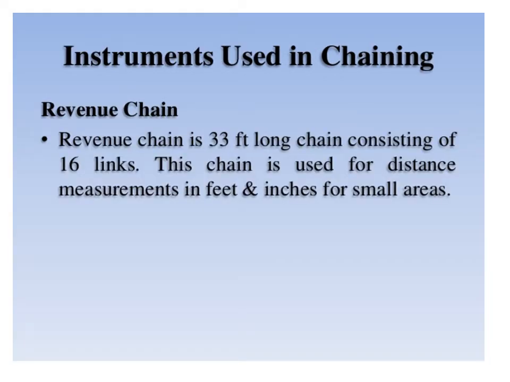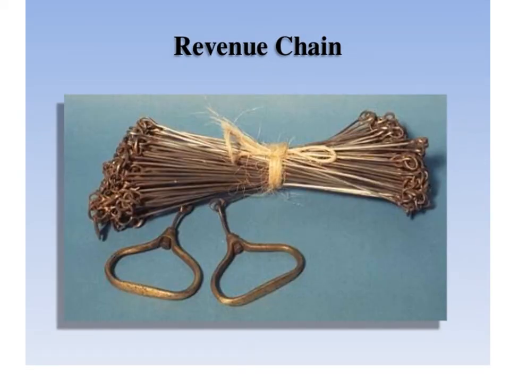Then the next type of chain is the revenue chain. It is 33 feet long, consisting of 16 links. This chain is used for distance measurement in feet and inches for small areas. This is an image of the revenue chain with the bundle of links and handles, which are shown in the sketch.